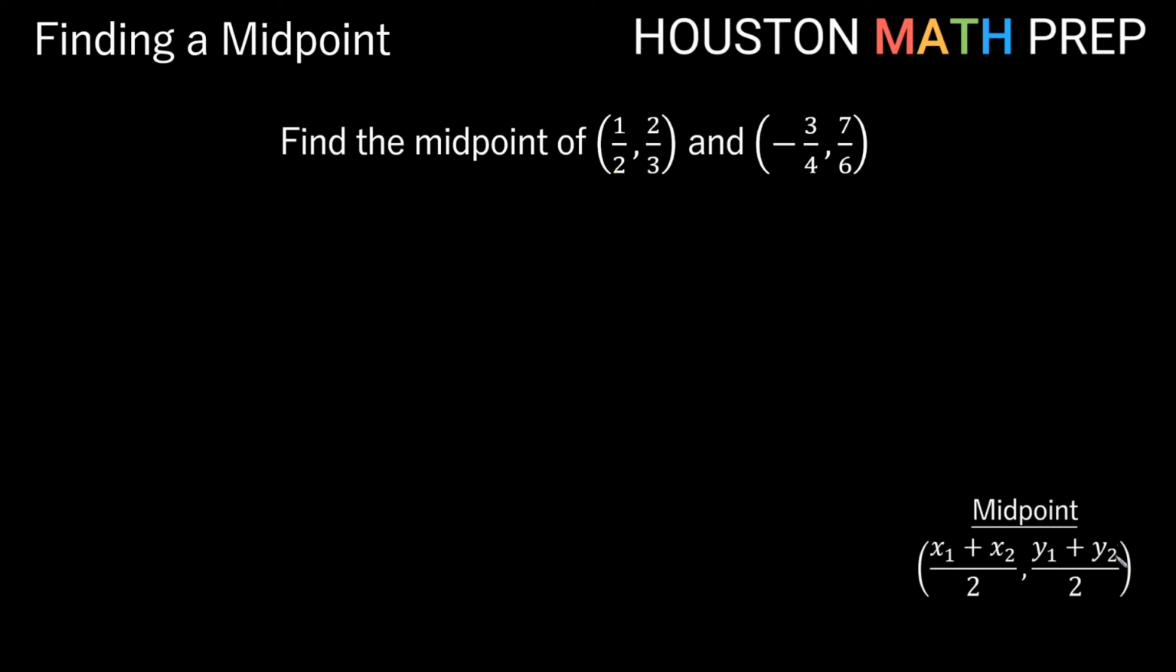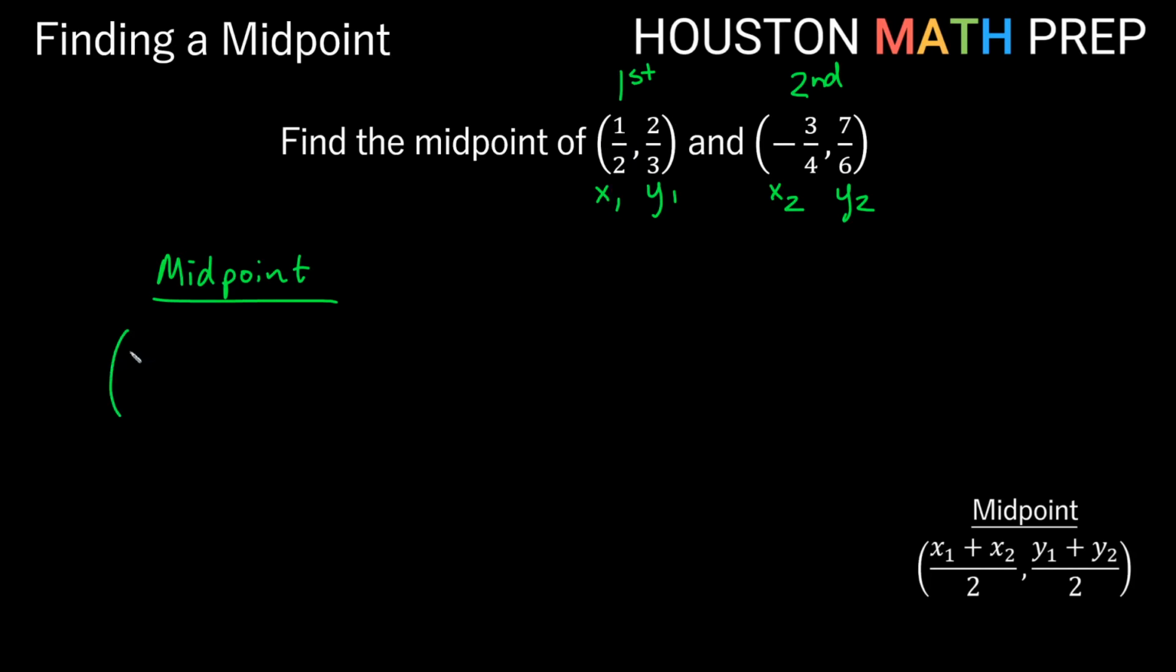Let's do one more example for you that involves fractions. So we have the midpoint of (1/2, 2/3) and (-3/4, 7/6). So our first point here, 1/2 is our x1, and 2/3 is our y1. For our second point, negative 3/4 is x2, and 7 over 6 is our y2. For our midpoint, I'm going to give myself a little bit more room here, start over on the side. So our midpoint will be x1 plus x2 over 2, so let's just go ahead and write this out.